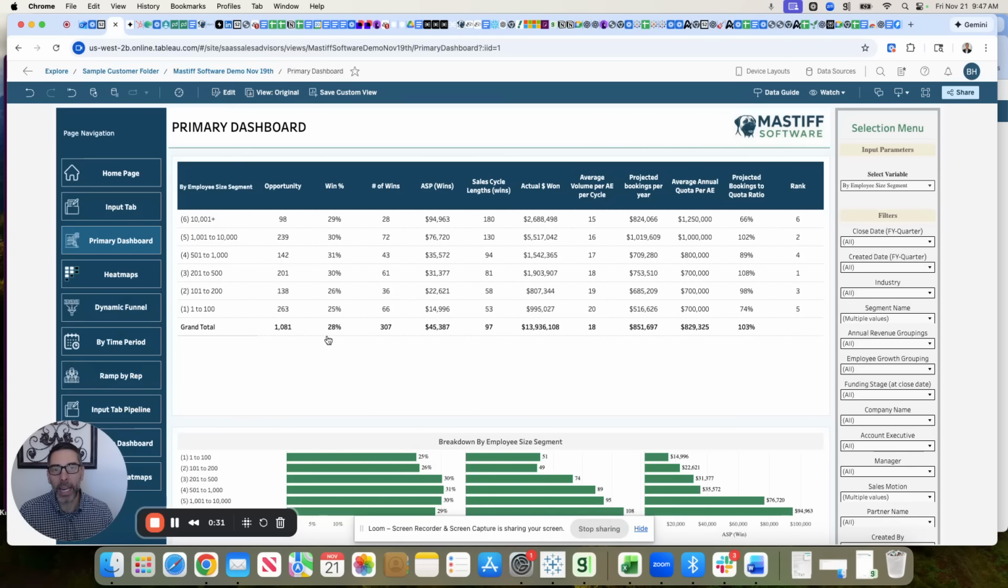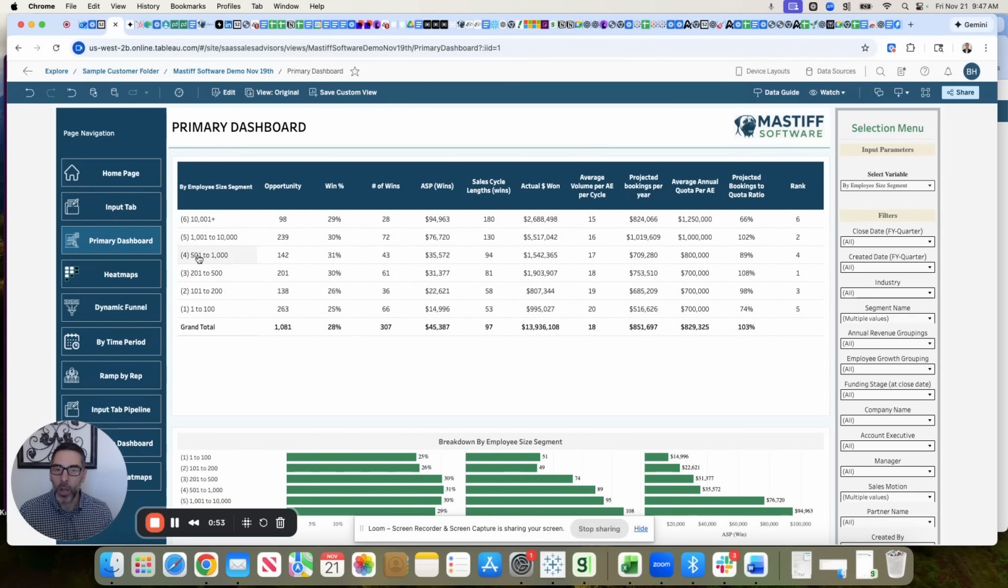What we're doing is taking data from your CRM system and enriching it and then performing calculations to measure the productivity and efficiency of various sales scenarios. So in this first example, many of our clients like to start by looking at their efficiency by employee size segment. These can be modified to their segment definitions.